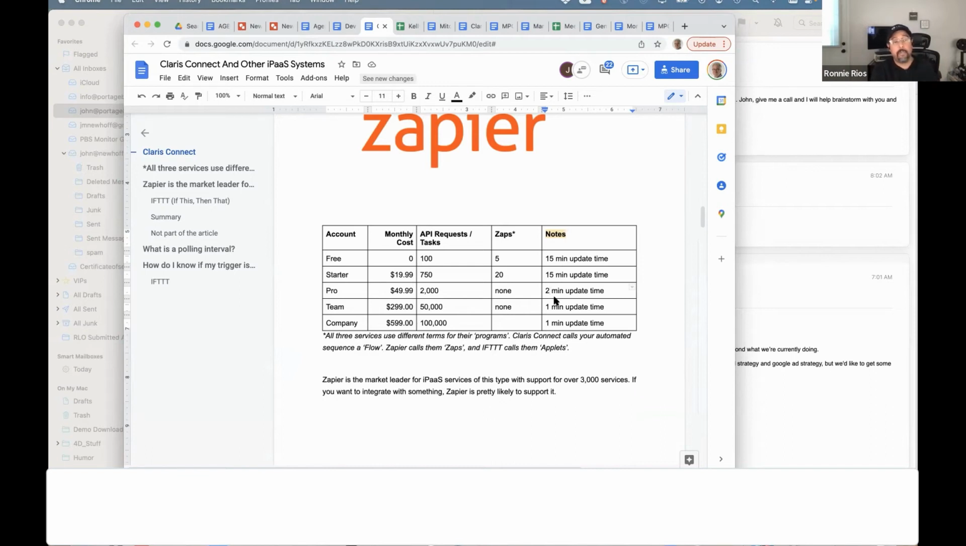Claris Connect is the opposite. As a matter of fact, today we don't have any polling triggers. All of our triggers are based on webhooks, so all of our triggers are instant. That's why you see that instant response in Claris Connect. I hope that makes a little sense.